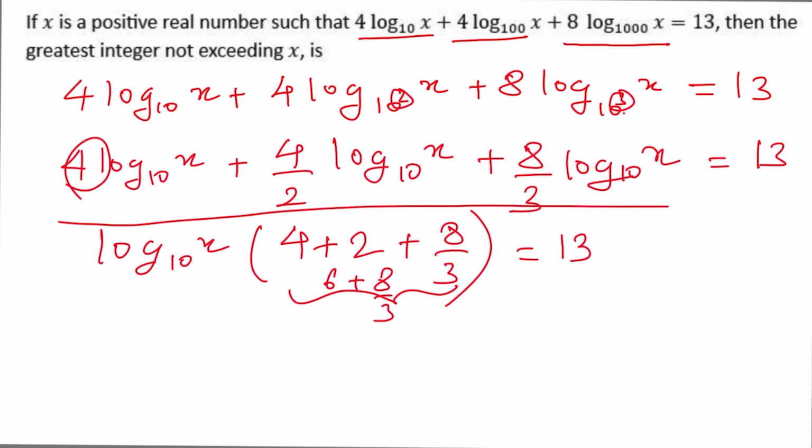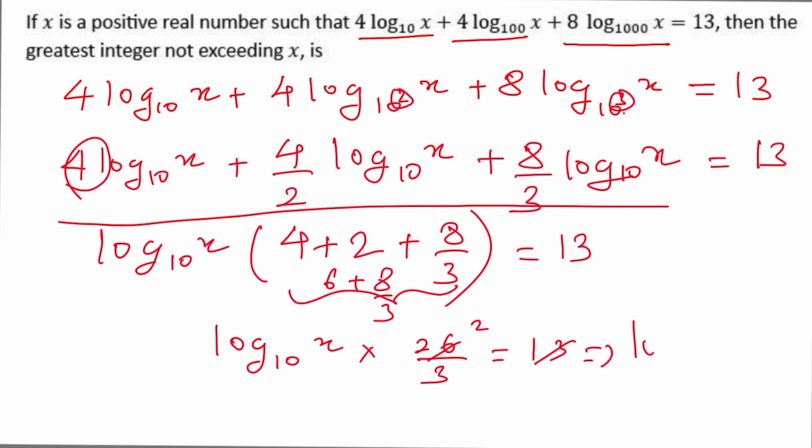So the left hand side is now log of x to the base 10 into 26 by 3, which should be equal to 13. So 13 ones are 13 and 13 twos are 26, they cancel. We can take 3 and 2 to the right hand side. Ultimately, I will get log of x to the base 10 equal to 3 by 2.